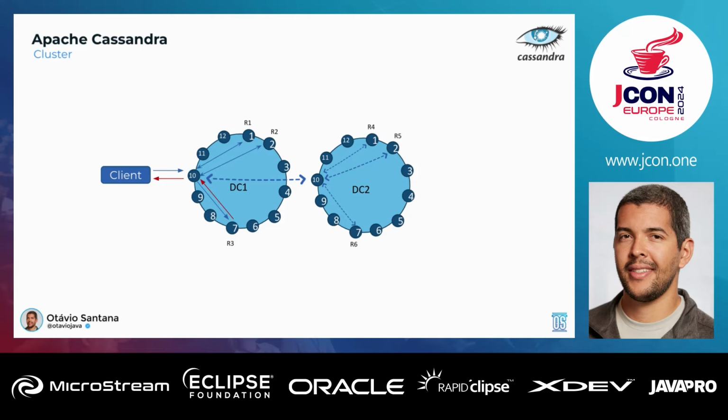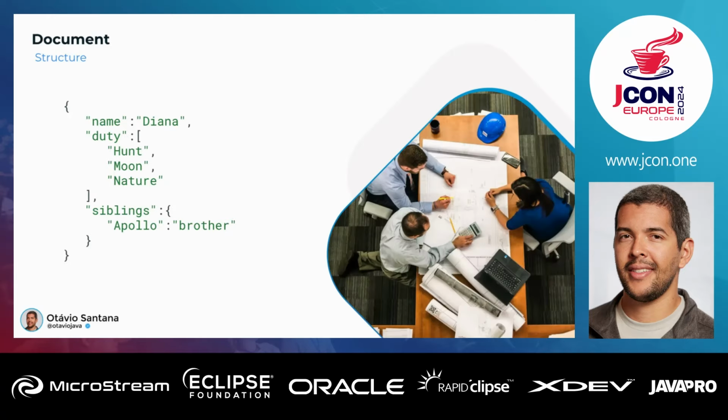The point here is this request was in the number 10. The next one might be 11. The next one might be 12, and so on. So it's usually a round robin strategy to handle with Cassandra.